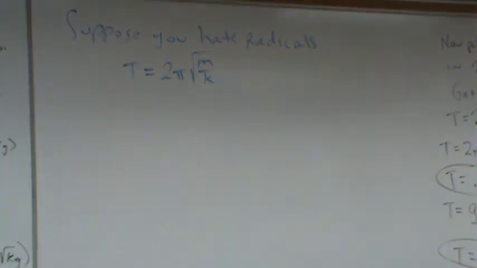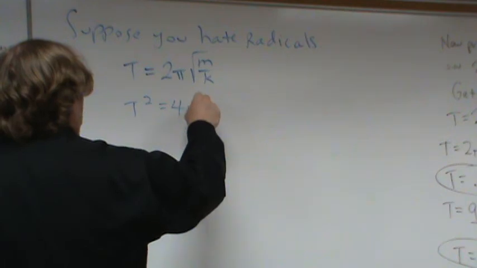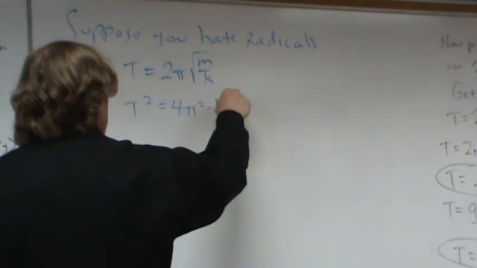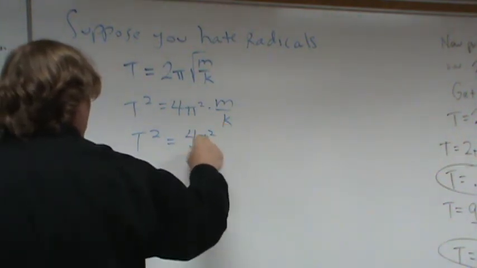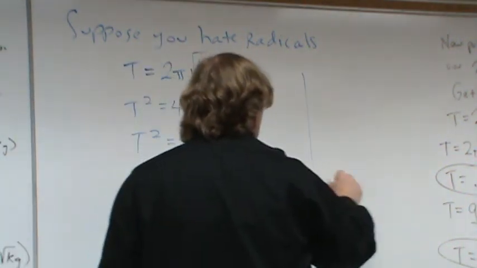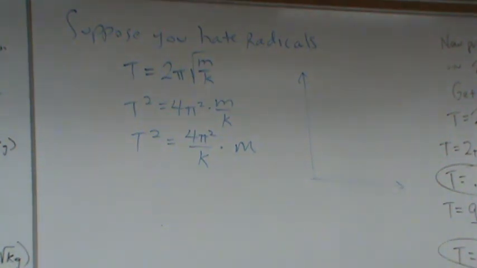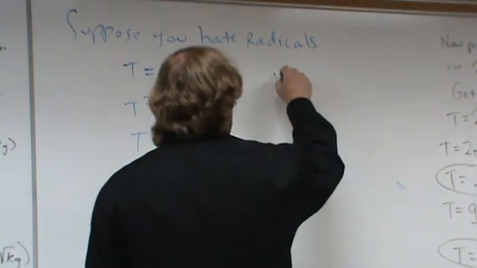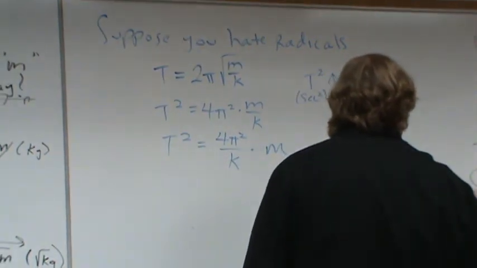So tell me, what would you do to both sides of this equation if you're the type of person who hates radicals? Square 'em. Yeah, good for you. Square it. So now you're going to have T squared equals 4 pi squared times m over k. Or I can write it T squared equals 4 pi squared over k times m. So now, to get your straight line, you're not going to graph T versus rad m. What are you going to graph now? T squared. Say again, Sean? Beautiful. You're going to graph T squared, which is in seconds squared, versus m, which is in kilograms.